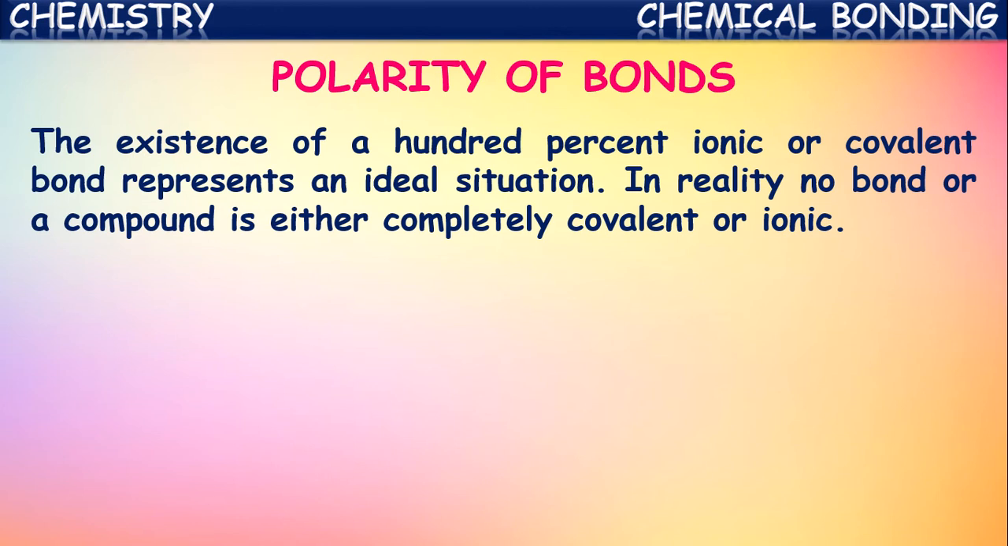The existence of a 100% ionic or 100% covalent bond represents an ideal situation. Actually, in reality, no bond or compound is either completely covalent or ionic. There will be a slight change in that. The existence of 100% ionic or covalent bonding is a purely ideal situation.